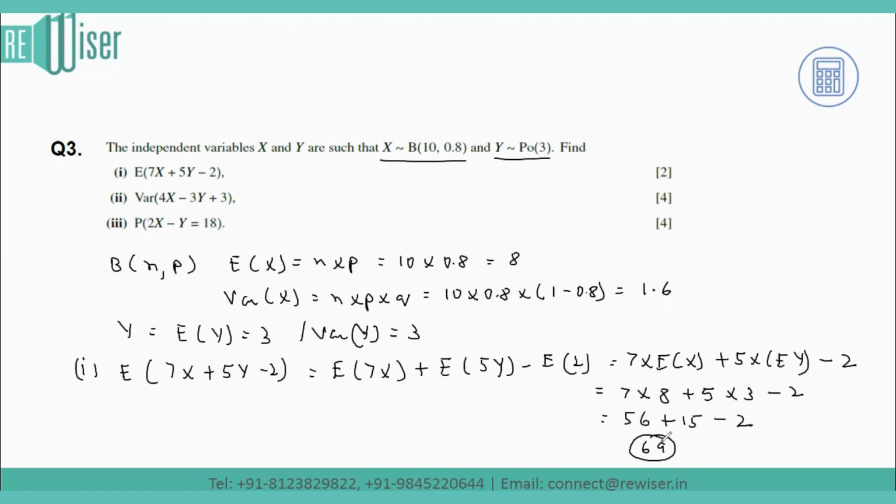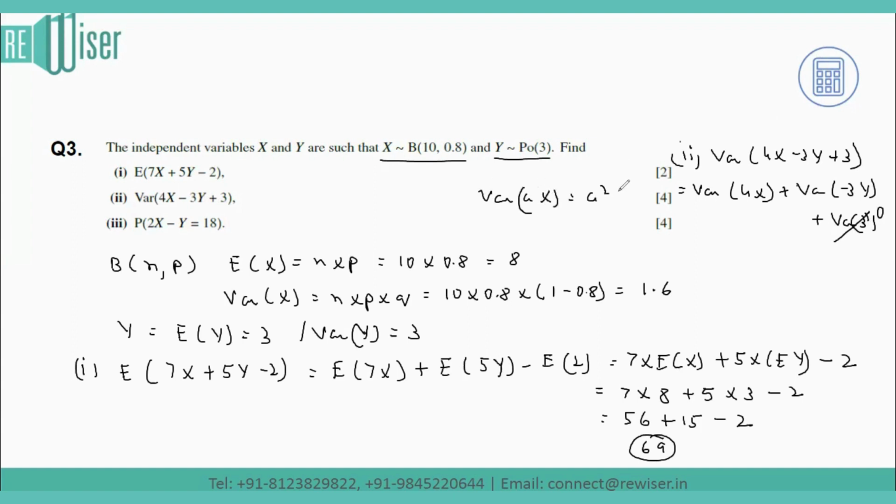Now, moving on to the second part of the question, they have asked to calculate the variance of 4x minus 3y plus 3. If we split the variance function, we can write it as variance of 4x plus variance of minus 3y plus variance of 3. Since 3 is a constant, its variance will be 0. To calculate this, we apply the formula that variance of ax is a squared into variance of x.